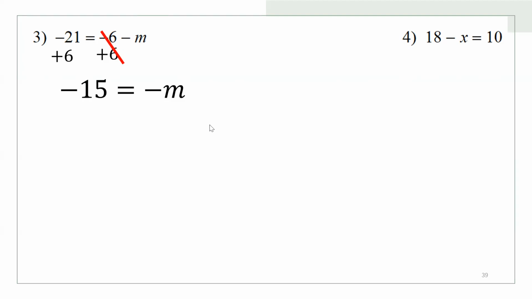Can't have a negative in our life, people. So we divide both sides by -1. -15 divided by -1 is a +15. 15 equals m. We are done.